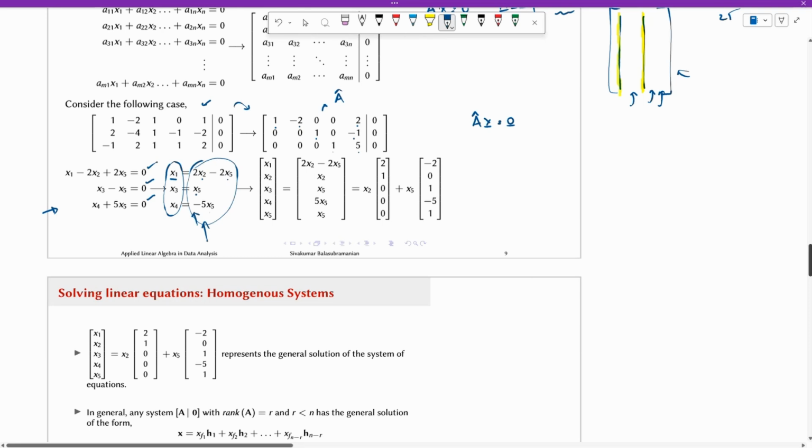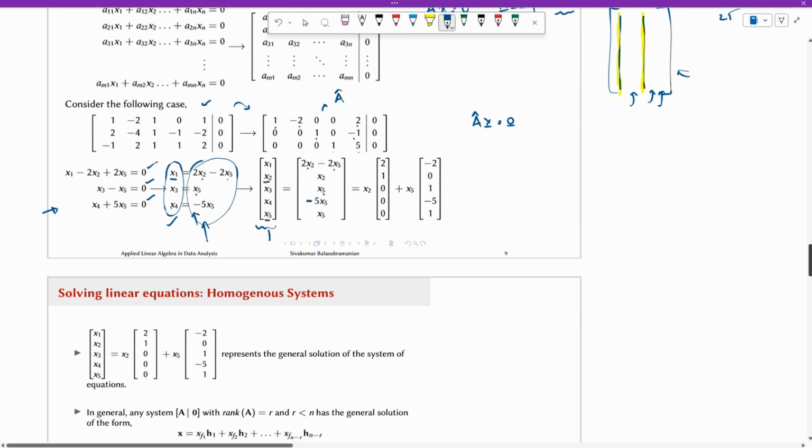If that is the case, then I can write the general solution like this, right? If I know x2 and x5, I can find out x1, x3, and x4 using this equation. That means I can write it like this: x1 is 2 times x2 minus 2 times x5. x2 will be x2 because x2 is some value that I know or I choose. x3 will be x5. x4 will be, well, this is wrong, minus x5, and x5 will be x5.